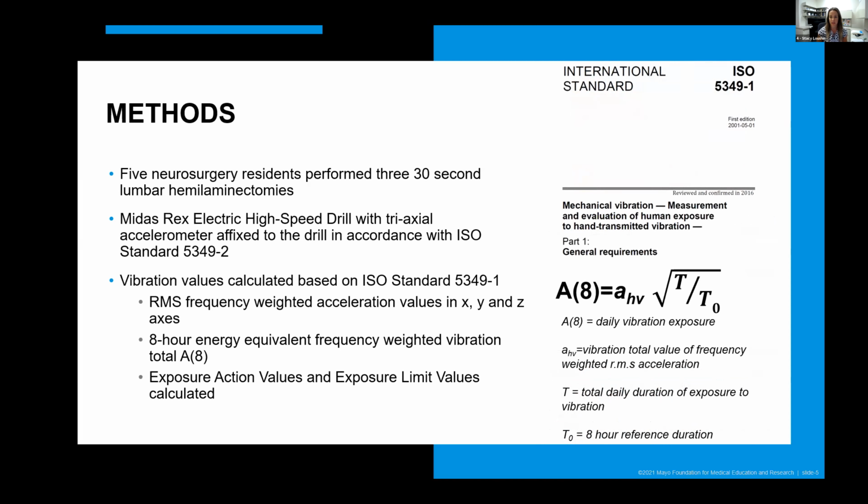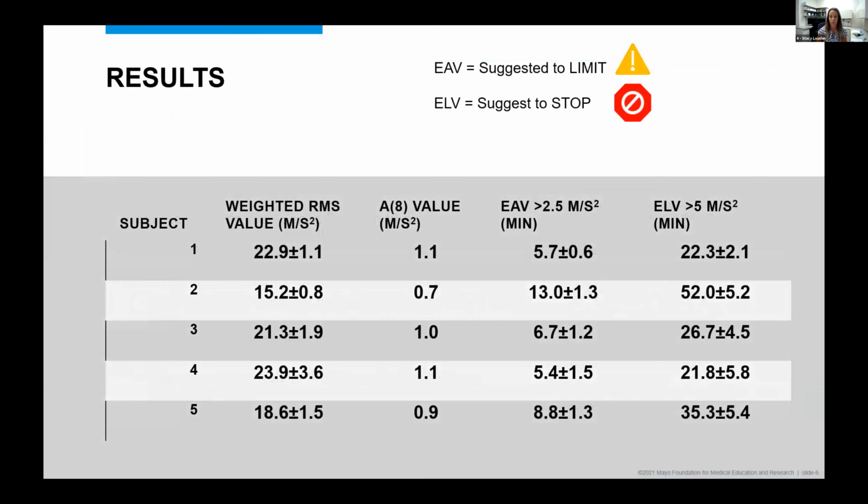The RMS frequency weighted acceleration values were calculated in accordance with ISO standard 5349-1. The daily vibration exposure for the 3 trials in terms of an 8-hour energy equivalent frequency weighted vibration total value, represented as A8, was calculated. Based on the A8 values, the EAV and ELV values were determined. We have summarized the values of the 5 subjects, reporting the EAV and ELV values.